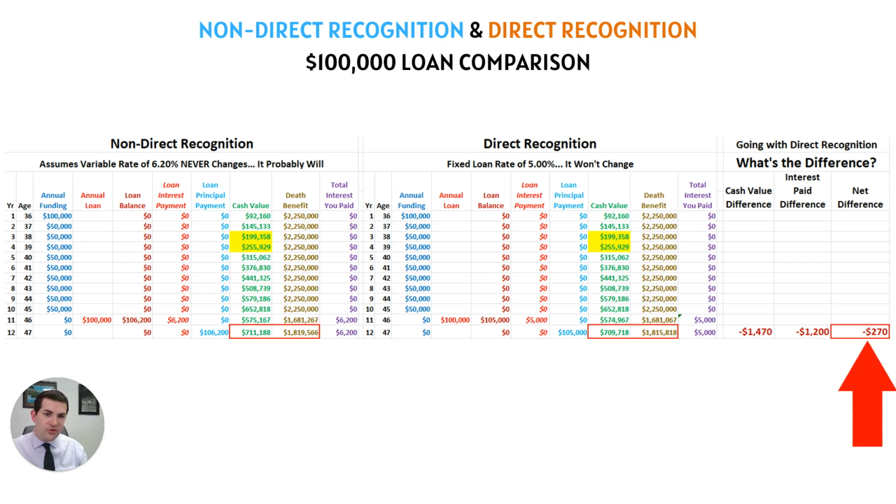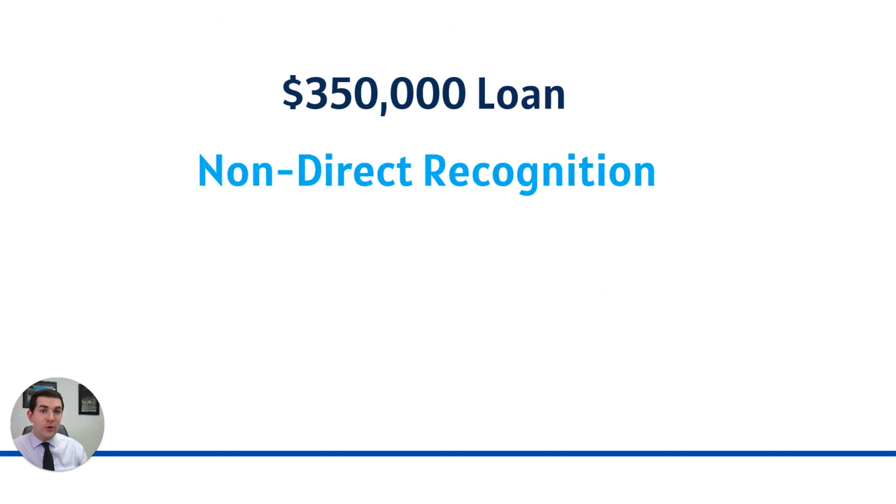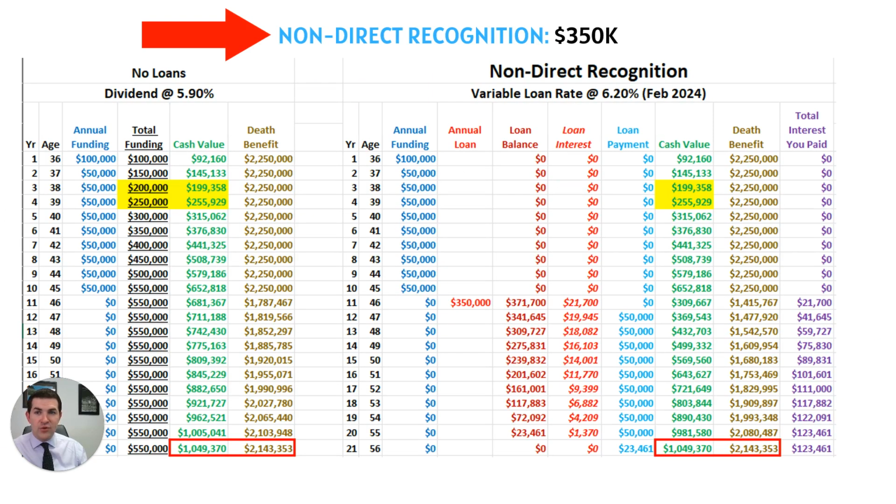What's the net difference? $270. Next to nothing. And if that loan rate goes up, that variable rate goes up, guess what's going to happen? These numbers are going to be even closer, or it might even end up being in favor of direct recognition. Let's look at a bigger loan, $350K. So non-direct recognition. This is the exact same policy, by the way.